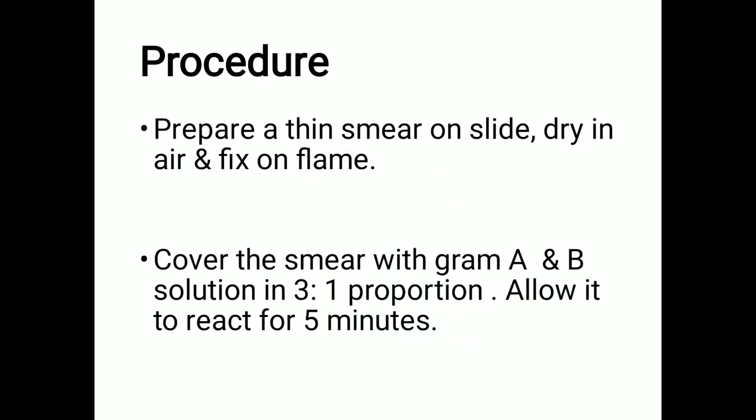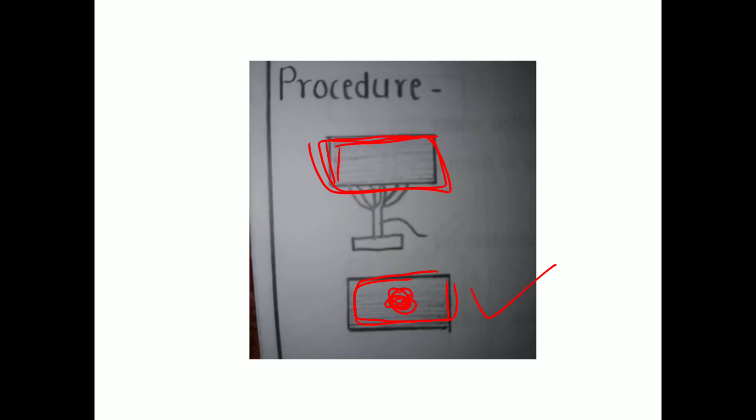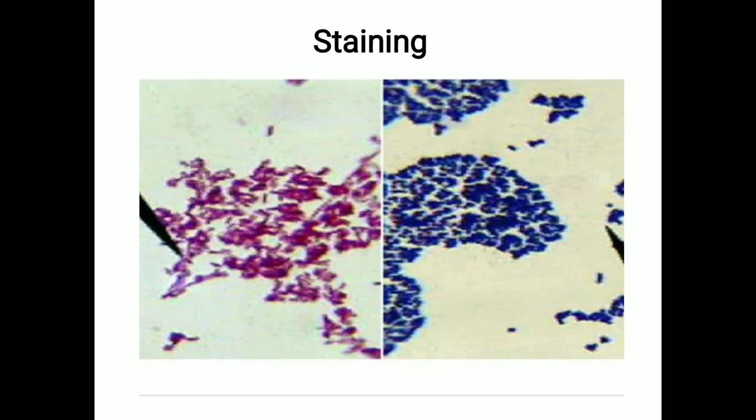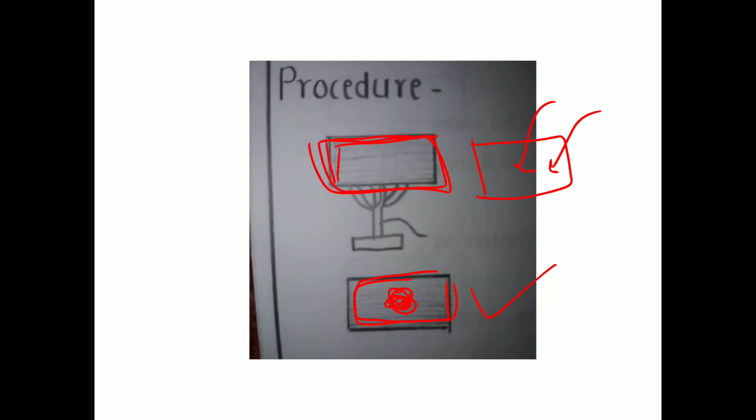Next, cover the smear with gram A and B solution in 3:1 proportion. Allow it to react for 5 minutes. That means on the slide we have to add gram A and gram B solution on the smear. Suppose we use 3 drops of gram A solution, then 1 drop of gram B solution we add on the smear and keep it as it is for some period.